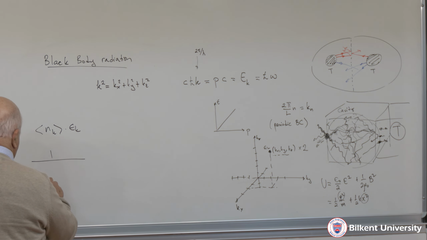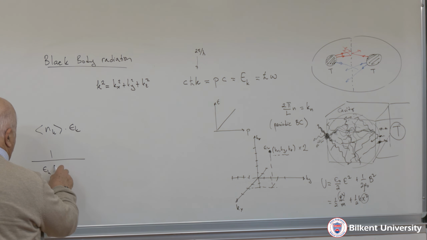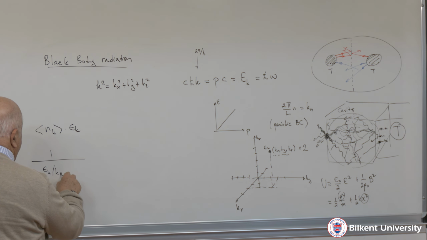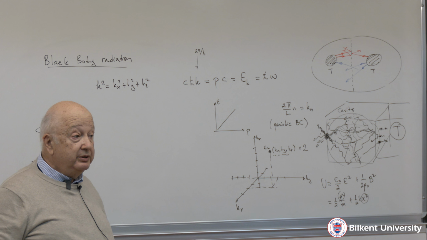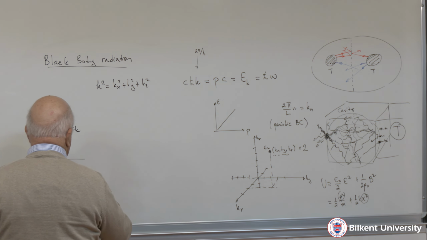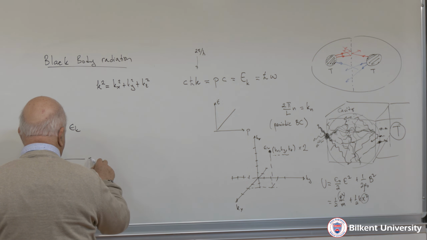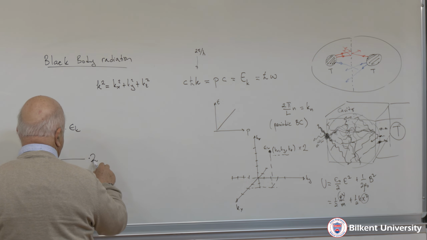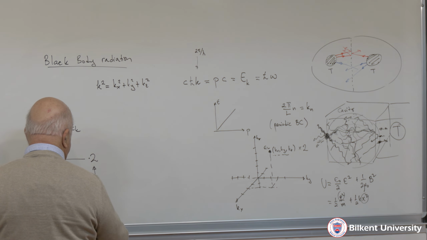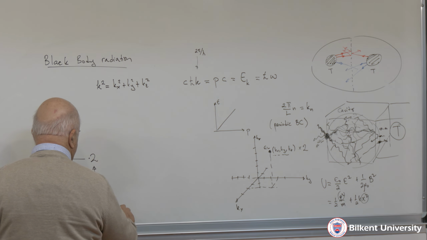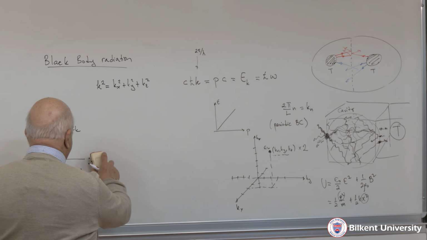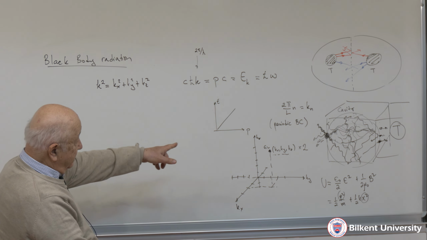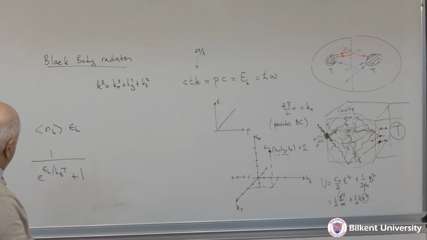So I have e to the Ek over kBT, plus 1, because I have photons. And then I am going to multiply this by 2, because this is, if you like, the polarization degeneracy. So I'm going to get 2 parts. Maybe I'll put that into the counting process with the k's again. Minus 1, thank you.